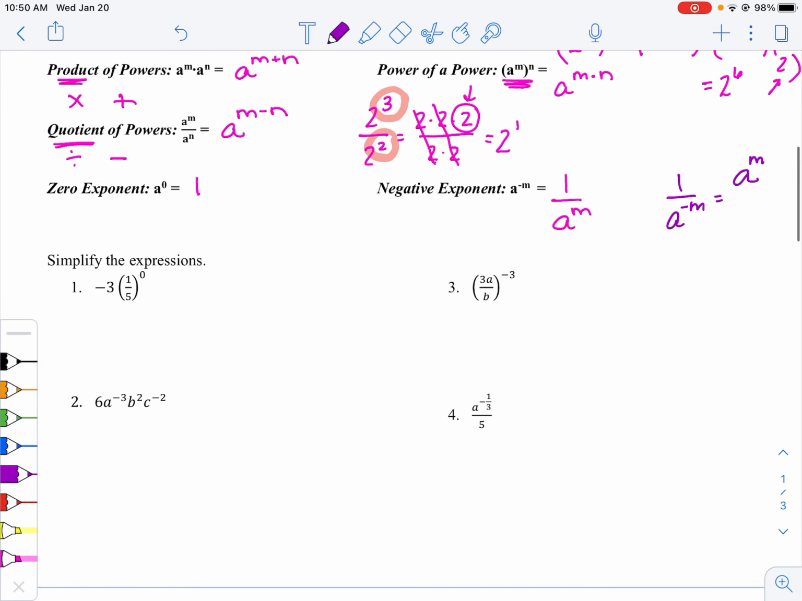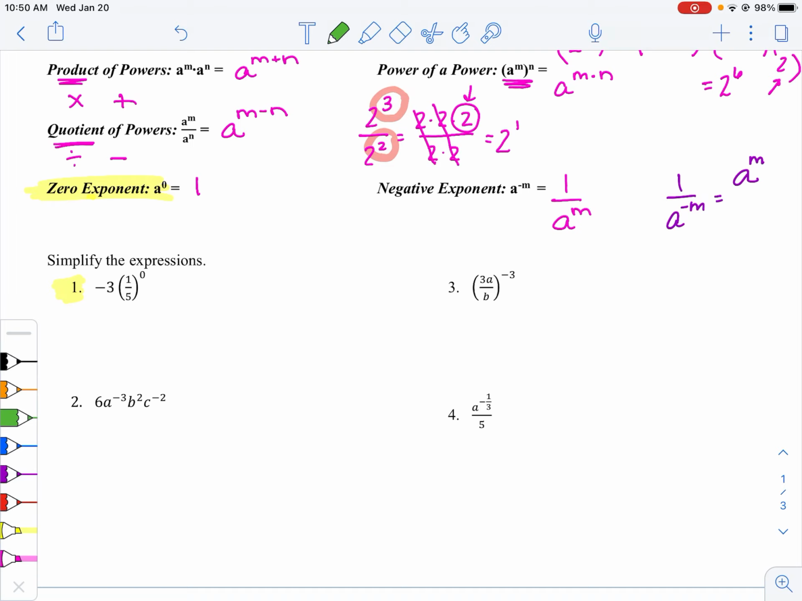All right, so looking at each example, looking here at example 1, I have negative 3 times 1/5 to the 0. So first thing I'm going to do is think about the order of operations, think about those 5 exponent rules. Okay, this is clearly using that 0 exponent. So I'm going to do that first because of order of operations.